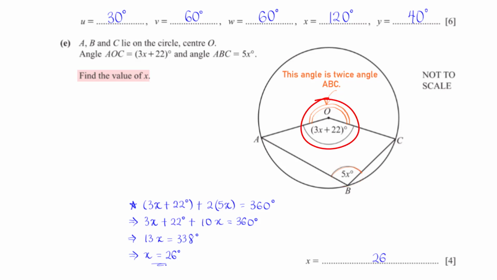Angles formed around a point add up to 360 degrees. So we have 3x plus 22 plus 2 times 5x equals 360. 2 times 5x is 10x. When we group like terms, 10x plus 3x is 13x and 360 minus 22 is 338. When we make x the subject, we have x equals 338 divided by 13, which is 26.